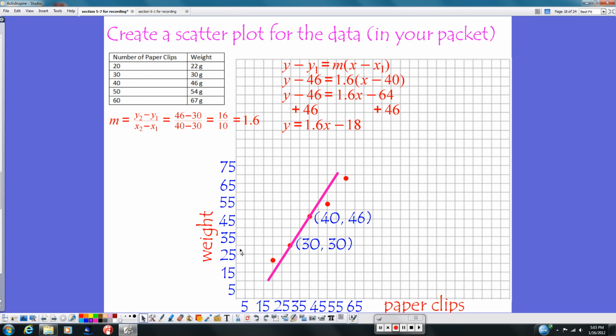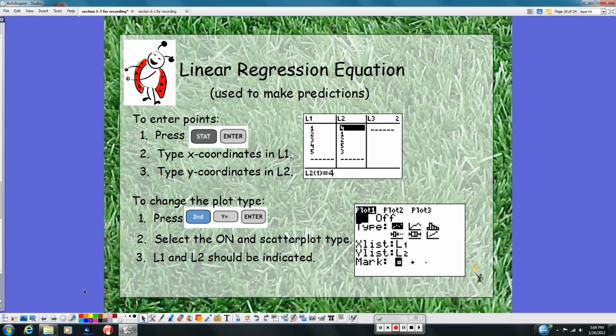for my equation. Now, today what we're going to focus on is how we can use the graphing calculators to come up with a line of best fit. The way we're going to do this is we're going to first enter in our points by pressing stat and then enter. You type your x coordinates in L1 and your y coordinates in L2. Then we're going to change our plot type by pressing second, y equals, and enter. Select the on and the scatter plot type. L1 and L2 should be indicated.